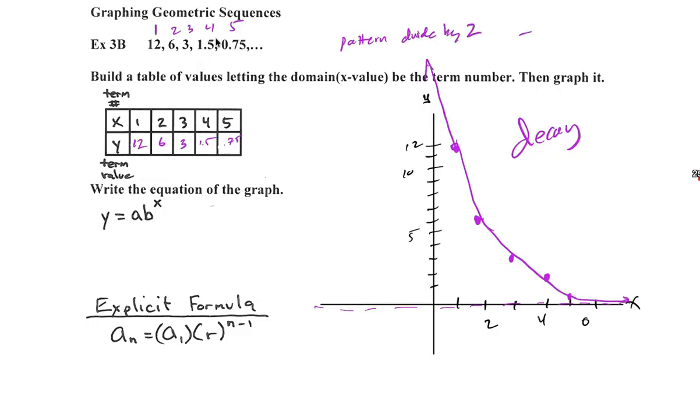But I can't write that. I can't write divide by 2 as my r. You have to make it a multiplication. So you just flip it, and we're saying we multiply by 1/2. That's our r. We're multiplying by 1/2 every single time.